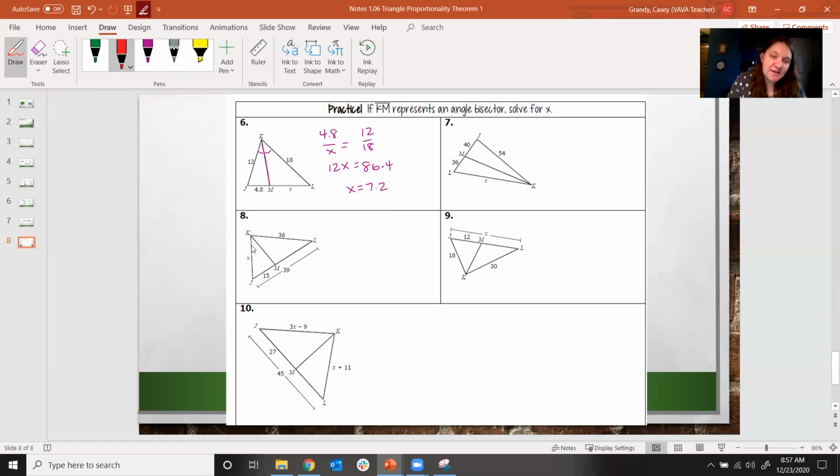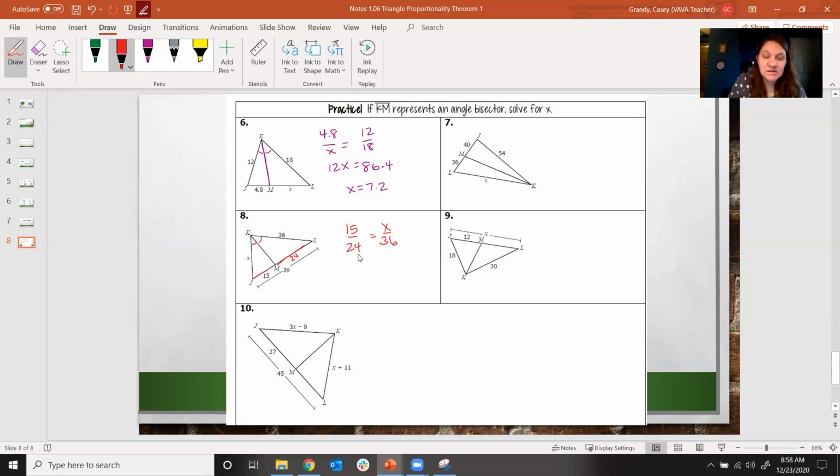If KM is an angle bisector, so these 2 pieces are congruent, then it's going to be cutting this side proportionally. So we need to find the length of ML. JL is 39. So if I subtract 15 from that, that'll tell me the length of ML. So ML is 24. And now I can set up my proportion. 15 over 24 will equal x over 36.